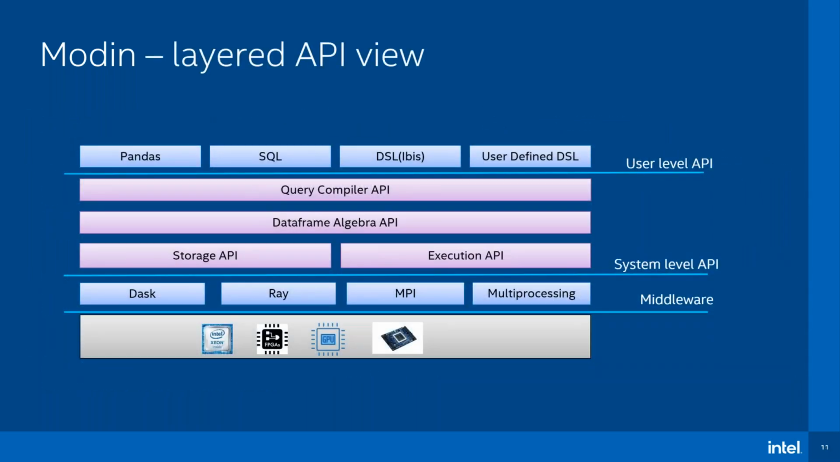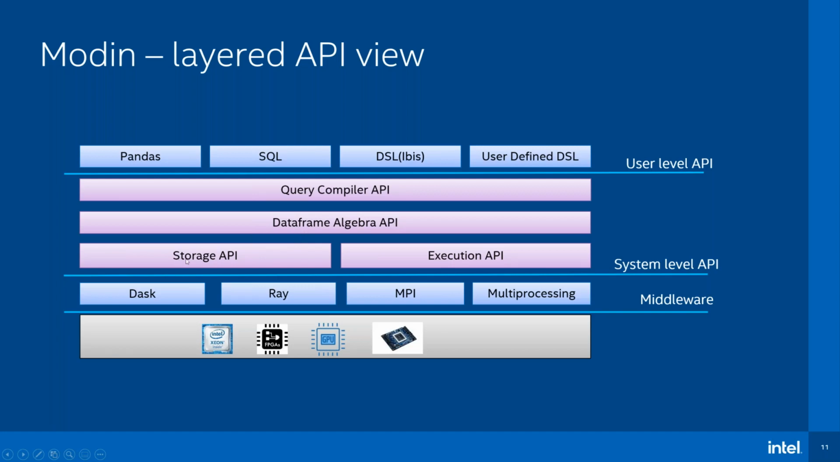Here's the architecture and layered API view of Modin. So you can see there are three main layers here: the user level API, the system level API, and the middleware. The user level, which has the user-facing APIs, comprises the Pandas APIs, their support for SQL, and domain specific languages like Ibis. These APIs are fed to the query compiler APIs, which is the starting point for the system level APIs. So the query compiler takes API calls from the user level and translates them to directed acyclic graphs of query execution represented in the data frame algebra.